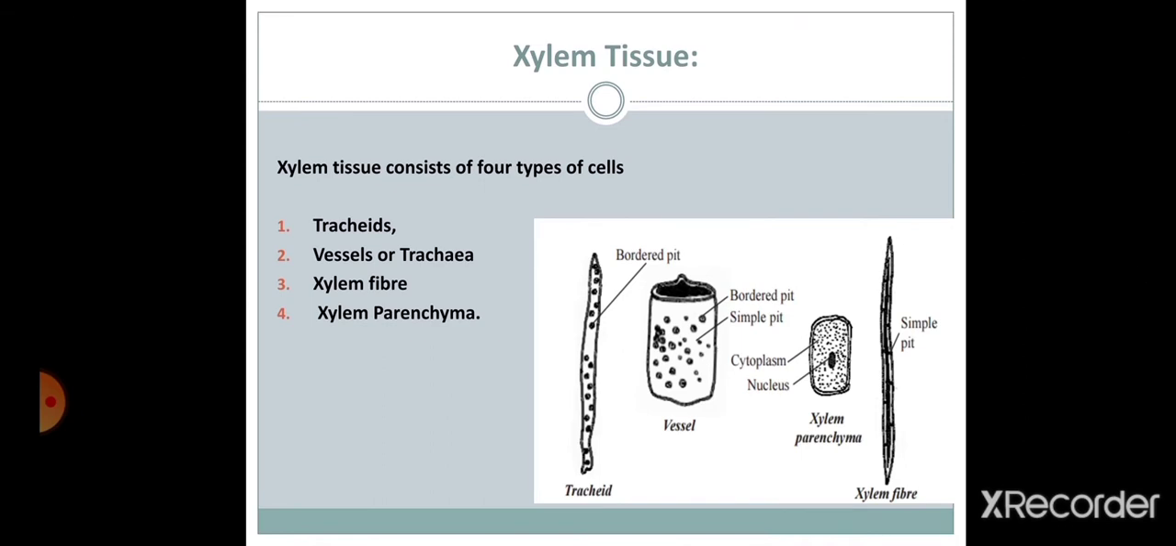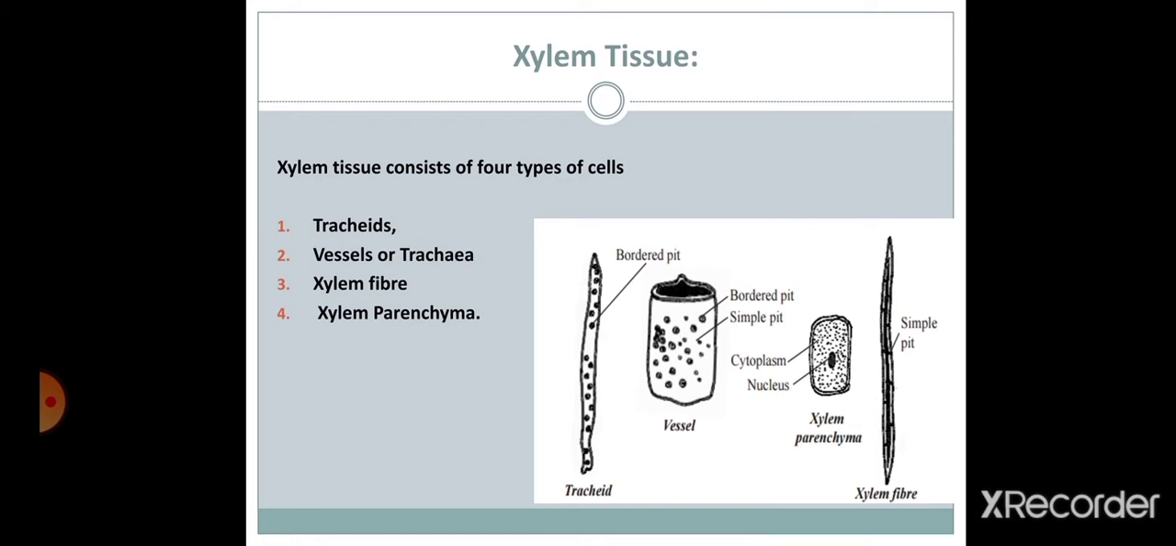So what is xylem? It is a water conducting tissue. This xylem was first introduced by Nageli in 1858. The xylem is a complex permanent tissue. It is also a vascular tissue, forming a part of the vascular bundle. It is a conducting tissue. It conducts the water and minerals in plants.